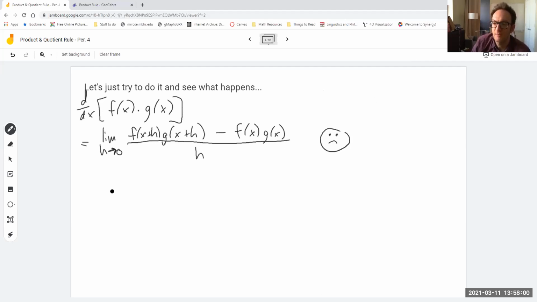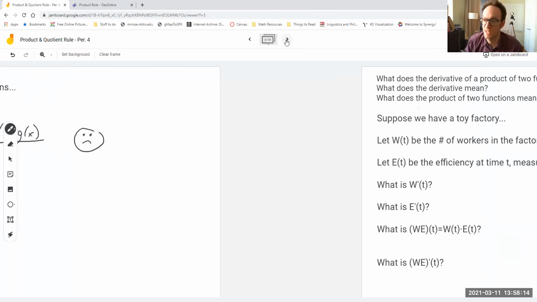And so this limit definition is sort of good when I already know what's going on, but it's not a good way to discover or understand what the derivative of a product is. You guys with me? All right, so let's pause this and let's pivot to deep understanding.